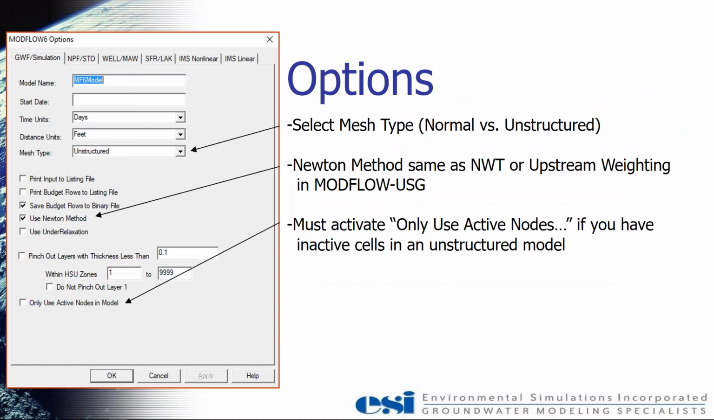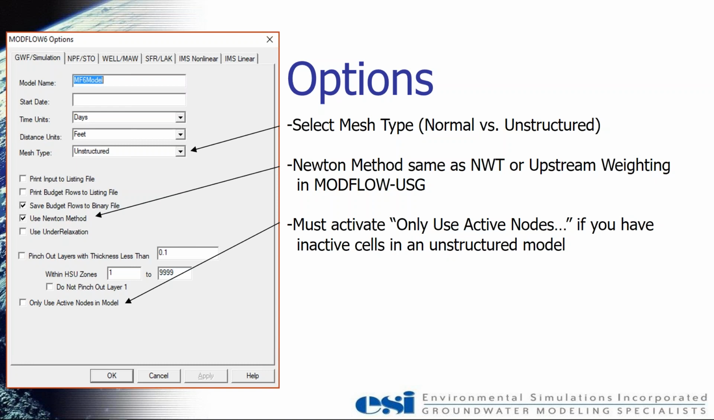Here are some of the most important options for MODFLOW 6. So there's a dialog of options, and tabs for different packages and so forth. The main tab has the main options, and the three I'm highlighting here are the ones I think are most important. At the top is the mesh type, unstructured versus regular. There's an option to use the Newton method. So those of you that have used MODFLOW NWT and upstream weighting in MODFLOW USG, that same option is here. It's just called using the Newton method.